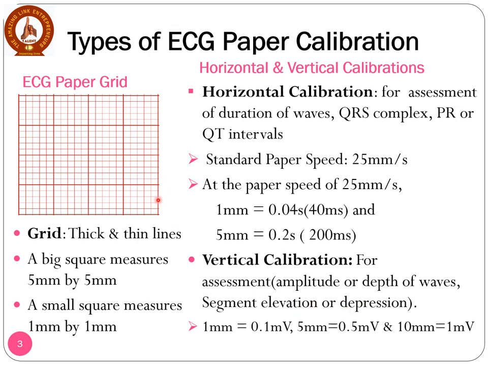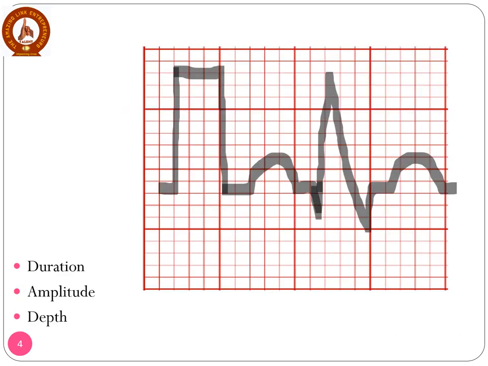For this vertical calibration, 1 millimeter vertically is equal to 0.1 millivolts. So 5 millimeter is equal to 0.5 millivolts and 10 millimeter is equal to 1 millivolt. Looking at this diagram, this is voltage calibration signal. It's for interpretation of voltage.